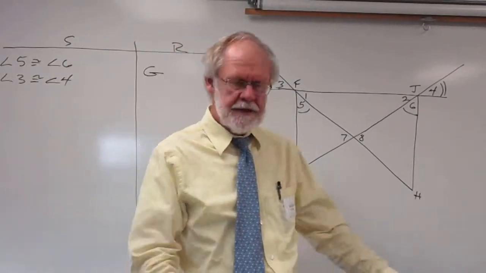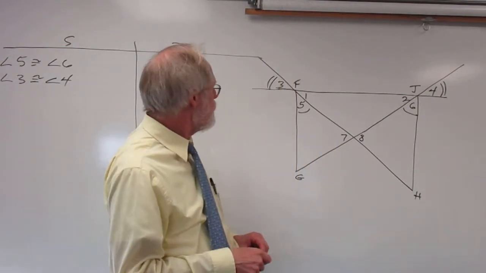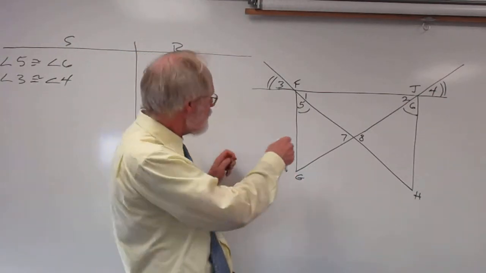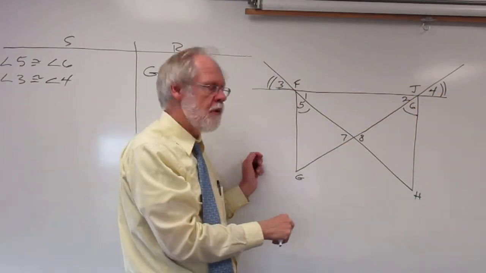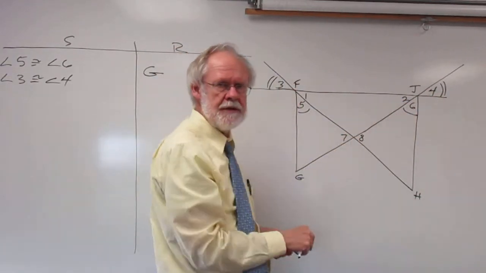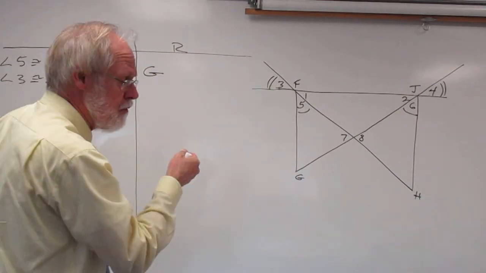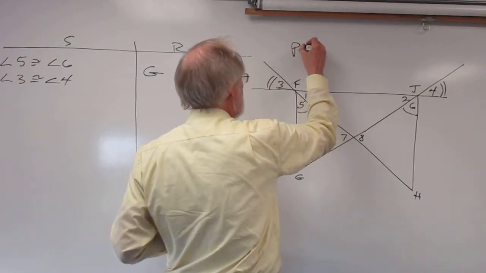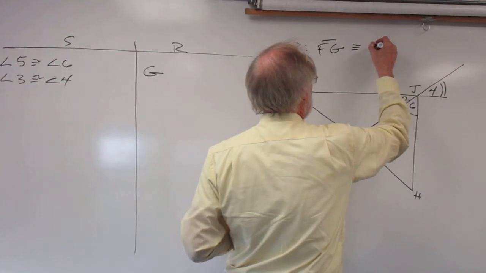Hi there. We're looking today at another sample proof from Chapter 4. I've drawn the picture on the board here, and what you can see is the given information is angle 3 is congruent to angle 4, angle 5 is congruent to angle 6, and that's all we have. What we're trying to prove is that FG is congruent to JH. Prove FG congruent to JH.